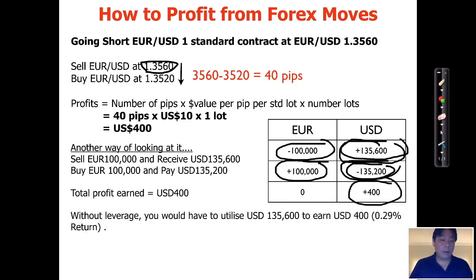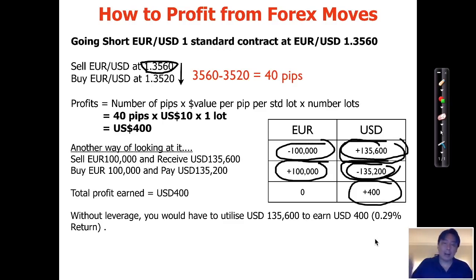So again, without leverage, notice that you would have to utilize $135,000 to earn $400, and the return, 400 over 135 grand, is 0.29% return. All right, so hardly worth our while. So we use leverage.